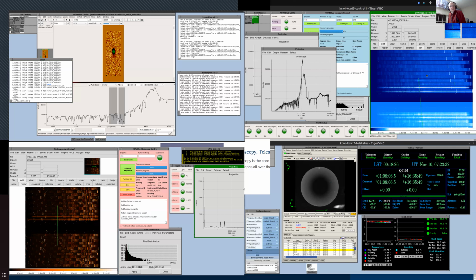How much longer until Fornax rises? Fornax will be rising about an hour from now. So we still have a ways to go on these. Oh, maybe half an hour from now. So we still have a little bit longer to go on these quasars.